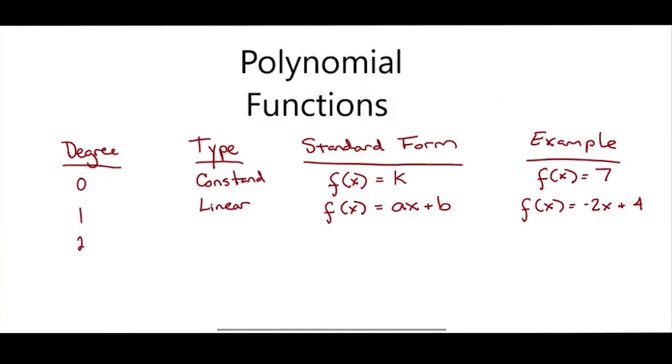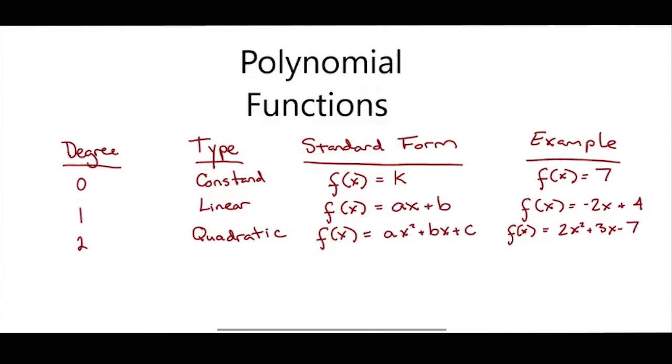When the degree is 2, we call that quadratic. Standard form for that is f of x equals ax squared plus bx plus c. And an example of that would be f of x equals 2x squared plus 3x minus 7.